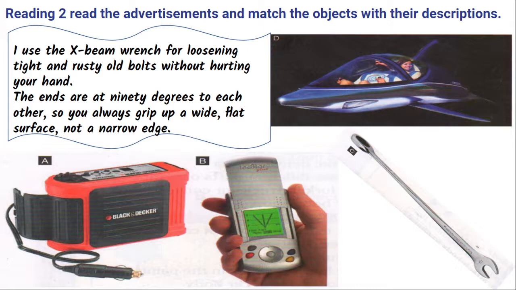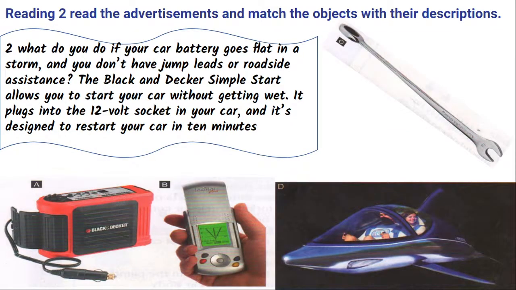And in fact, here we are, let's say, referring to picture C, the X-beam wrench. So we move to advertisement number 2. What do you do if your car battery goes flat in a storm and you don't have jump leads or roadside assistance? The Black & Decker Simple Start allows you to start your car without getting wet. It plugs into the 12-volt socket in your car, and it's designed to restart your car in 10 minutes.